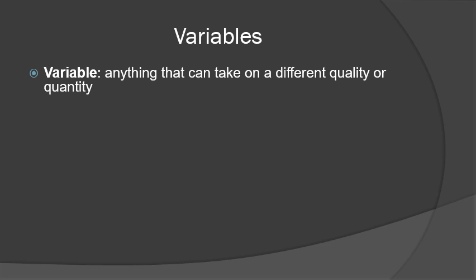So again, hopefully you've all seen this before, but what are we looking at here? Well, the first thing we're going to define is a variable, and a variable is anything that can take on a different quantity or quality. We could have the variable of an auto manufacturer. Is it Ford? Is it Chevy? Is it Toyota? The variable could be height. So is the person 5'8", 5'9", 6'2", 6'3", like that.